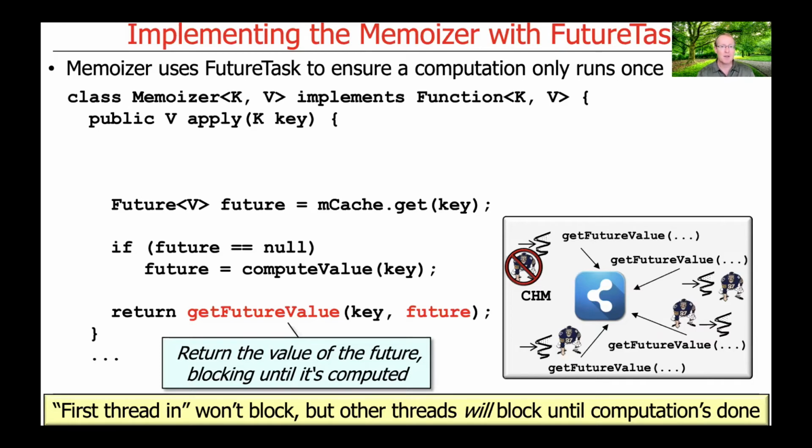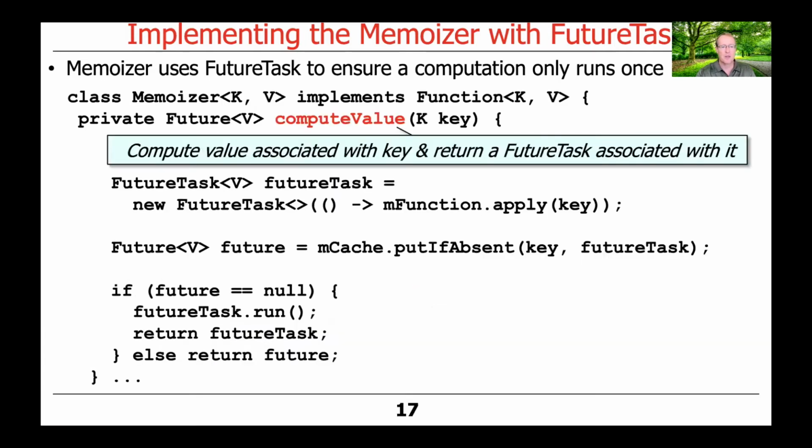All the threads that came in at the same time and tried to get the same non-existent key will block except the first one, which will do the computations, and the others are going to wait until those computations are finished. So how does that work, and how does FutureTask figure into this? Well, let's take a look at the compute value method to see what it does.